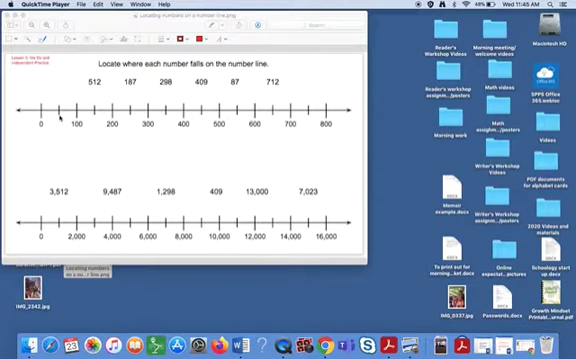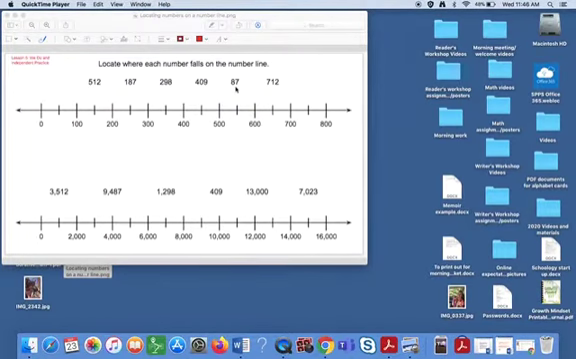Now there's marks right in between. So I know that the number right here has to be halfway between 0 and 100. So this would be 50. This would be 150. This number in between 200 and 300 would be 250. This number between 300 and 400 would be 350, and so on. So we're going to look to see where each of these numbers fall.